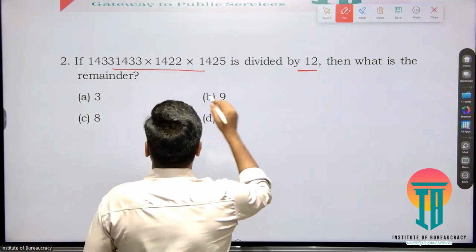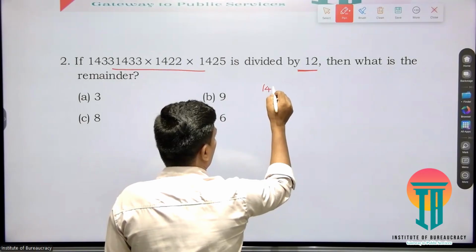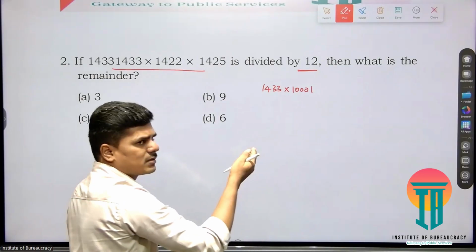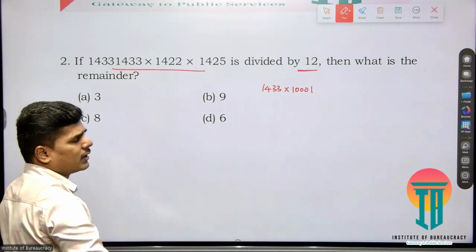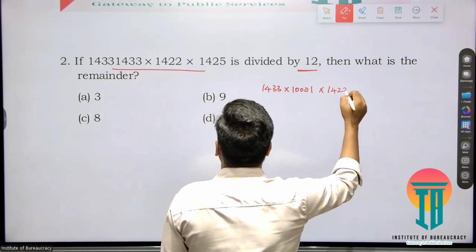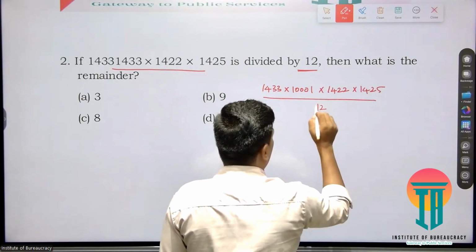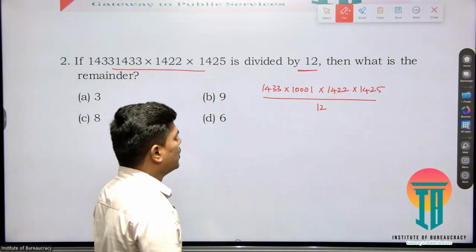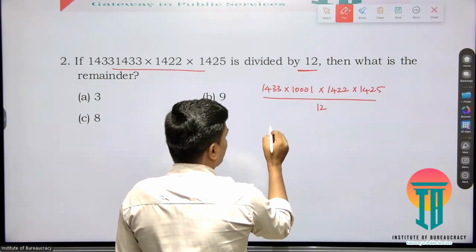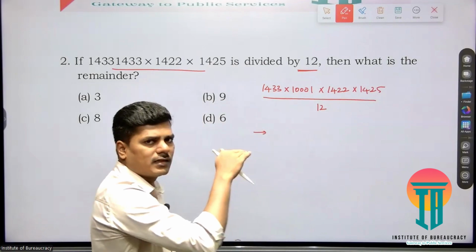So here, this 1433 can be written as 1433 into 10001 for simplification purposes. Otherwise, directly also you can divide by 12, no problem. So into 1422 into 1425. We are going to divide by 12 and find only the remainders. So individually, I'm going to divide 1433 by 12. What is going to come as the remainder? So just to divide it, you write only the remainders.